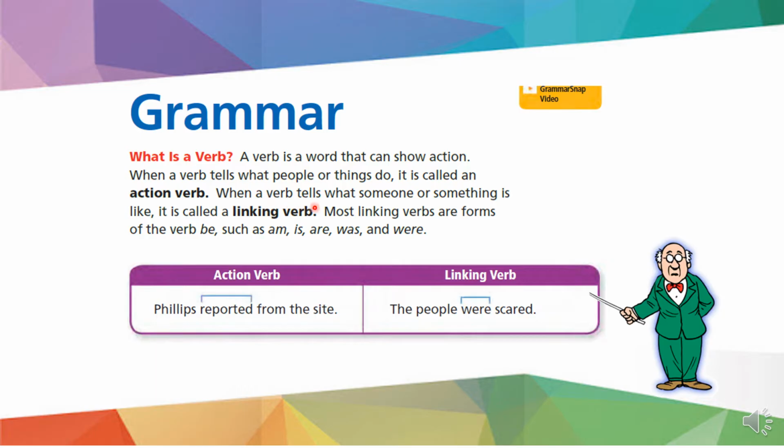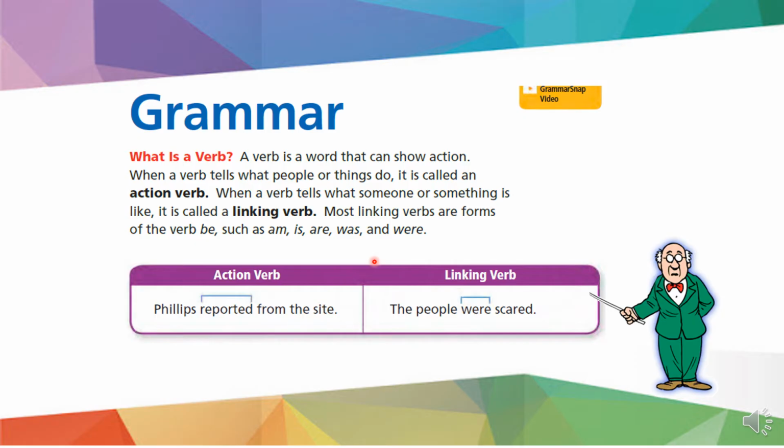So when a verb tells what someone or something is like, it is called a linking verb. So from the word itself, link, the ideas are linked by the following forms of the verb be, like am, is, are, was, and were. So when you are using linking verbs, make sure that you're also paying attention to the tense of that verb. So you know that am, is, are all under the present tense, and was and were would be in the past tense. Or you use them if ever your sentence has a verb in the passive voice.